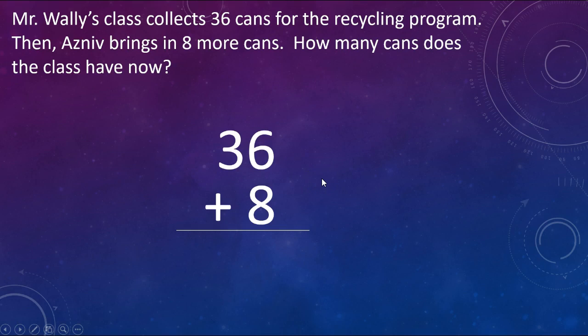So first we're going to add the ones. So what is 6 plus 8? 14, right? So we put the 4 in the ones and we bring the 1 up to the tens. And then we add 3 plus 1 more is 4. So there are 44 cans now in the class.